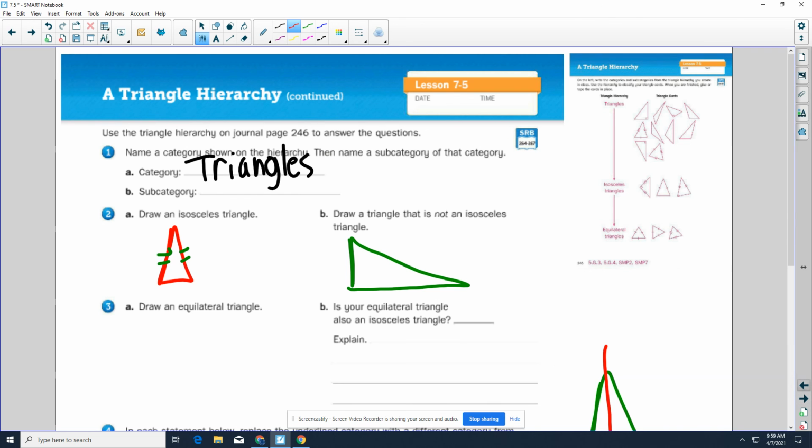Okay, so that's what the hierarchy is when you see that on Evaluate. We'll continue to learn and talk about that. But you're just sorting it by, you have your main category, in this case triangles, and we're sorting them by their attributes. In this case, we did isosceles and equilateral. So again, take some time to do that. If you have any questions, let us know.